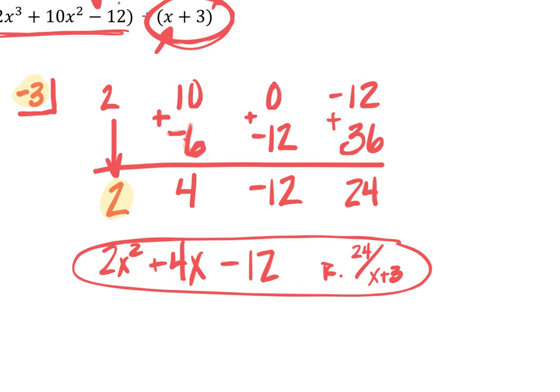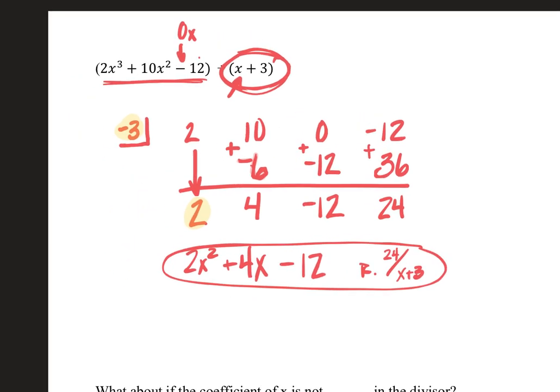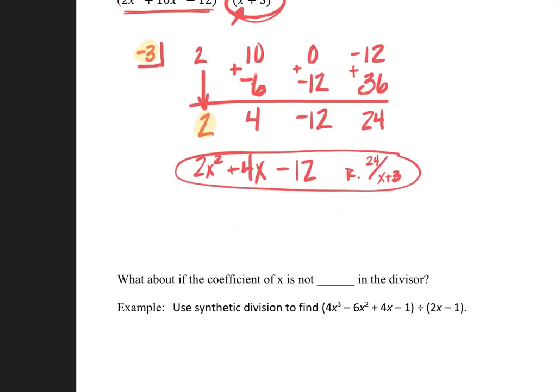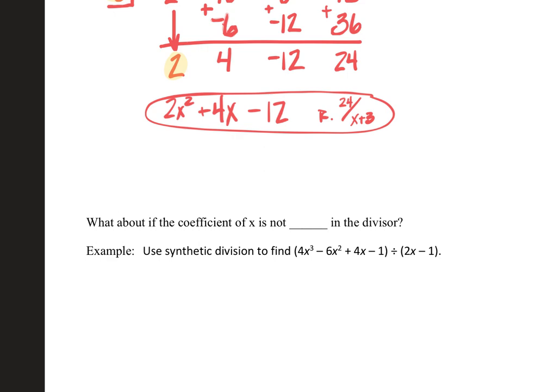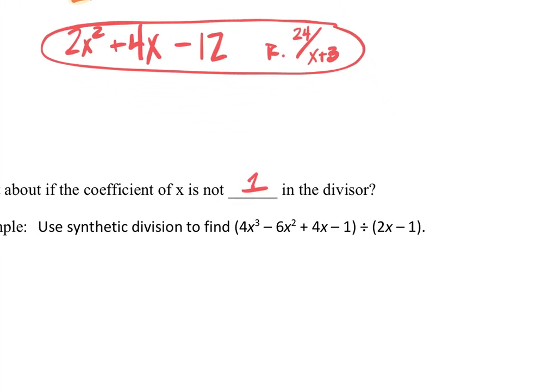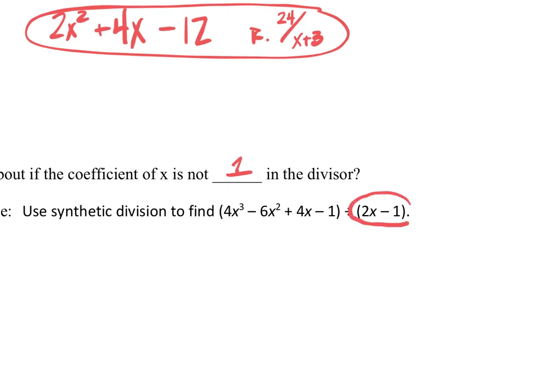our answer. All right, so just heads up, check out missing terms, make sure you look for them. Synthetic division can go horribly wrong if you don't catch a missing term. So what about if the coefficient of x is not 1 in the thing we're dividing by, in the divisor? So I want to look at this one here where the thing we're dividing by is 2x minus 1, not just like x minus 1.